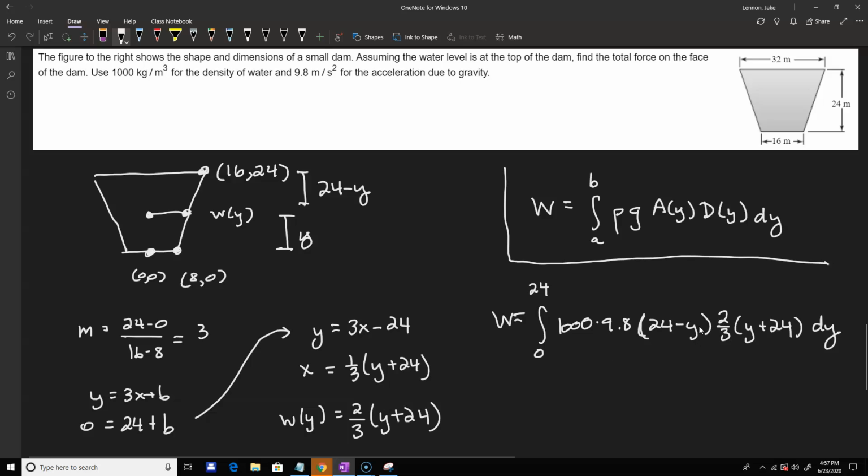Again, you can multiply this out and pull out all your constants and everything like that, and get the exact value, but I'm not going to do that here. It's really not so hard because, right, 24 minus y and 24 plus y is just going to end up being 576 minus y squared. So that's something that's very easy to integrate, but that's how you set it up. Essentially, you need to create a function in terms of y that's figuring out the width on the face as you integrate, and then also the remaining height.